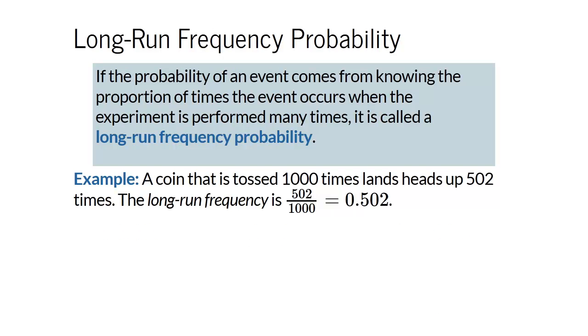The final interpretation of probability that we are interested in for this class is long-run frequency probability. A long-run frequency probability is computed by knowing the proportion of times an event occurs when an experiment is performed many times. To compute it, we take the number of times the event occurred and divide by the total number of times the experiment was performed. For example, suppose that a coin that is tossed 1,000 times lands heads up 502 of those times. The long-run frequency of the coin landing heads is 502 divided by 1,000, or 0.502.